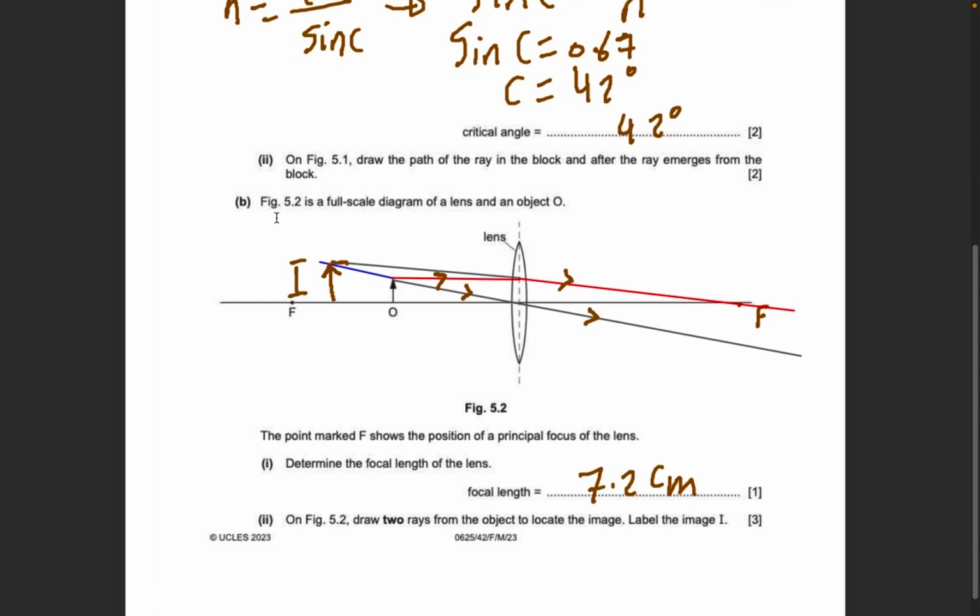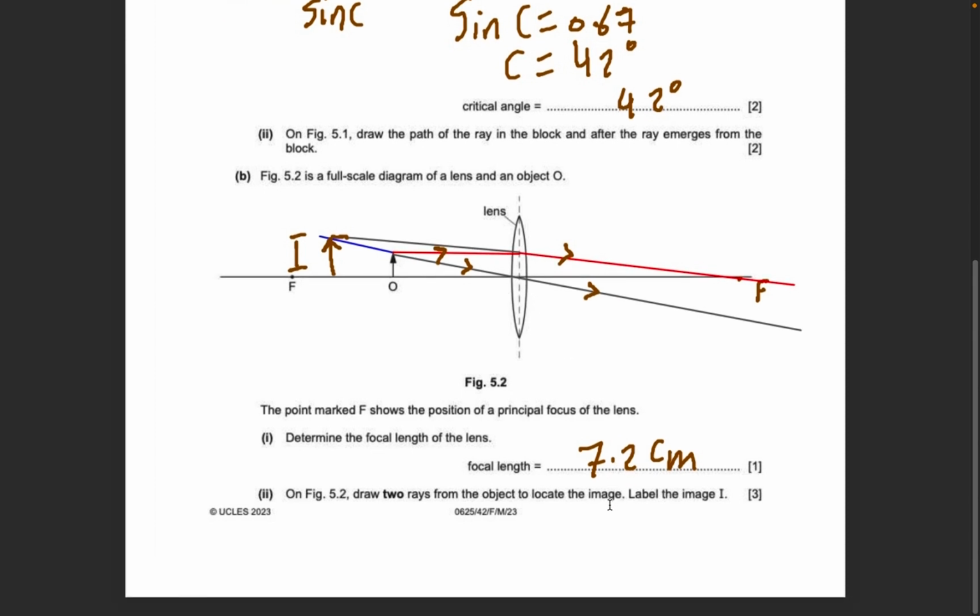B. Figure 5.2 is a full scale diagram of a lens and an object O, as you see, and this is the focus, which is the principal focus, as you know. This is the principal axis. This is a convex lens. The point marked F shows the position of the principal focus of the lens. Just determine the focal length of the lens. Just use your ruler to measure the distance between F and the optical center. You'll obtain 7.2 centimeter.